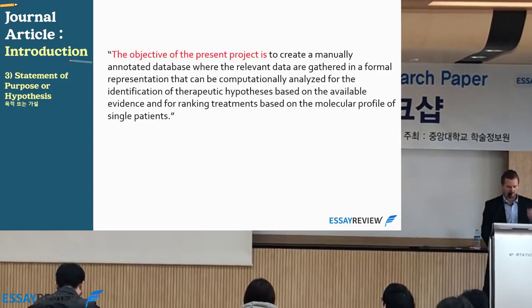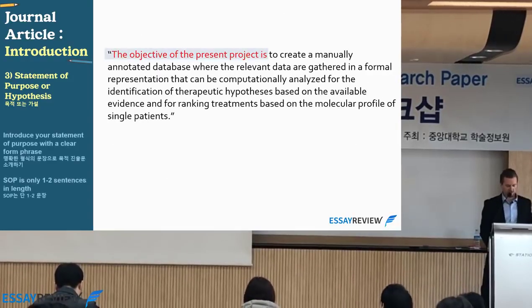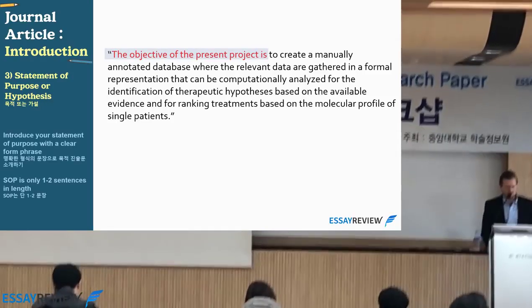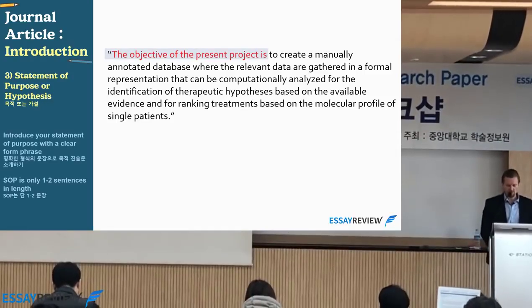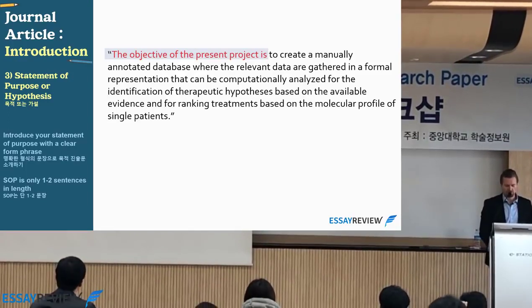Okay, let's see an example then. This is an example of our same essay, the cancer treatment. The objective of this present project is, right, it's very clear where this author's hypothesis is. The objective of the present project is to create a manually annotated database. It's one sentence, but it can be quite long. But you want to put all of the things you're doing in that short sentence, 1 or 2 sentences.